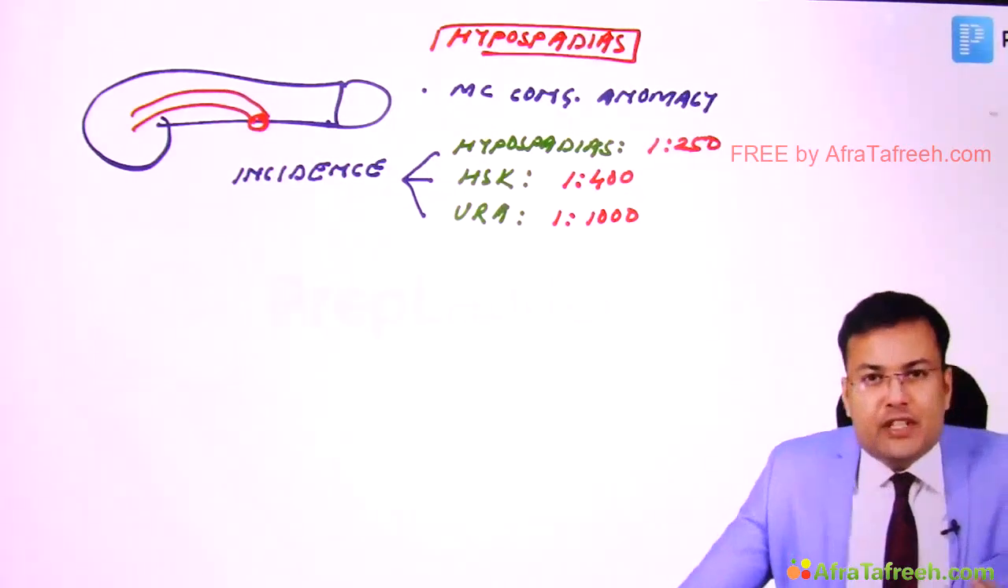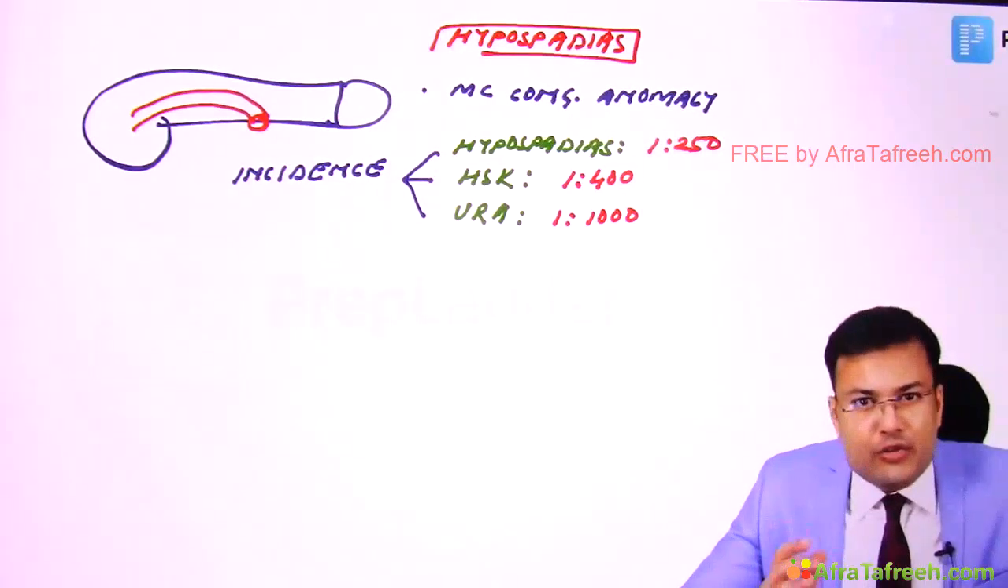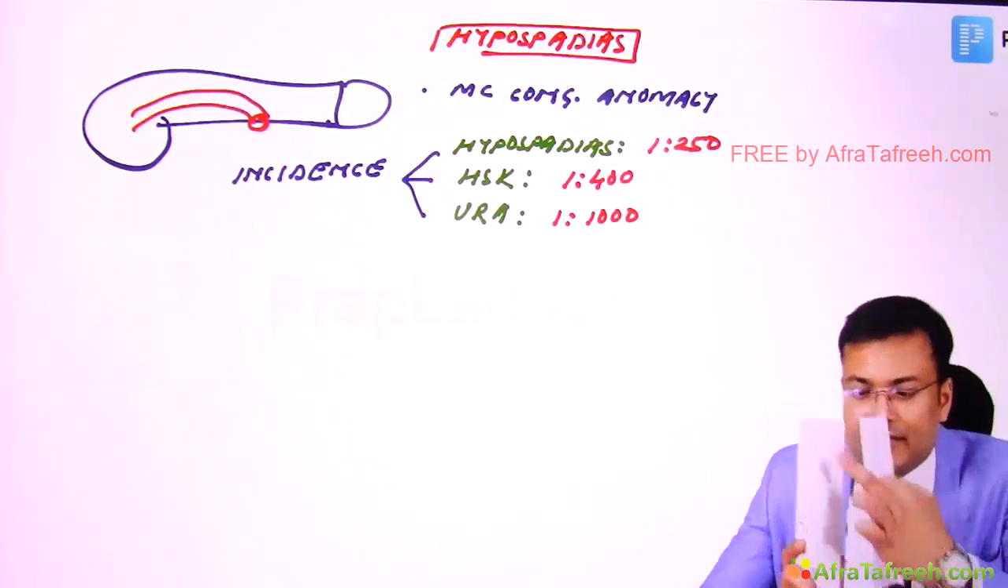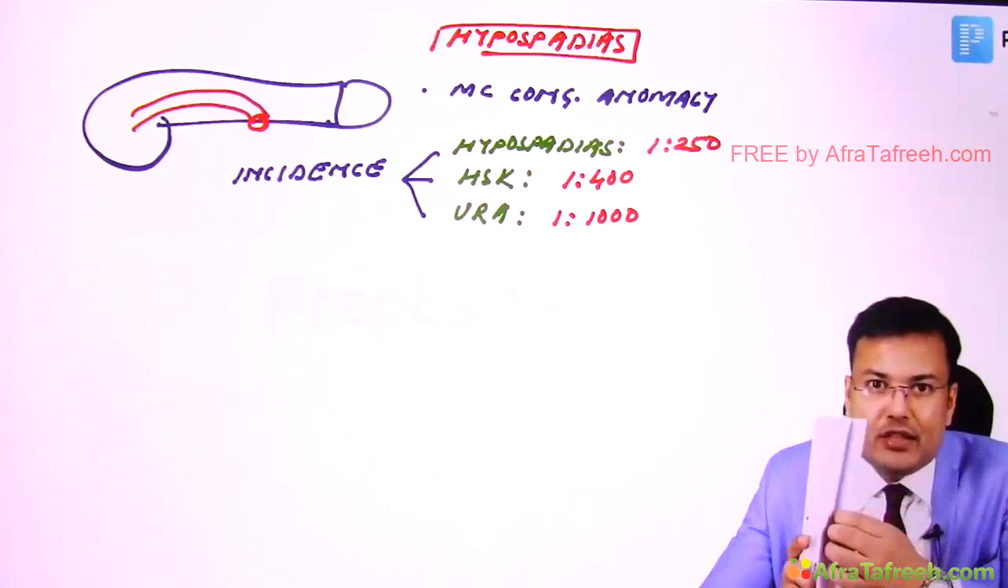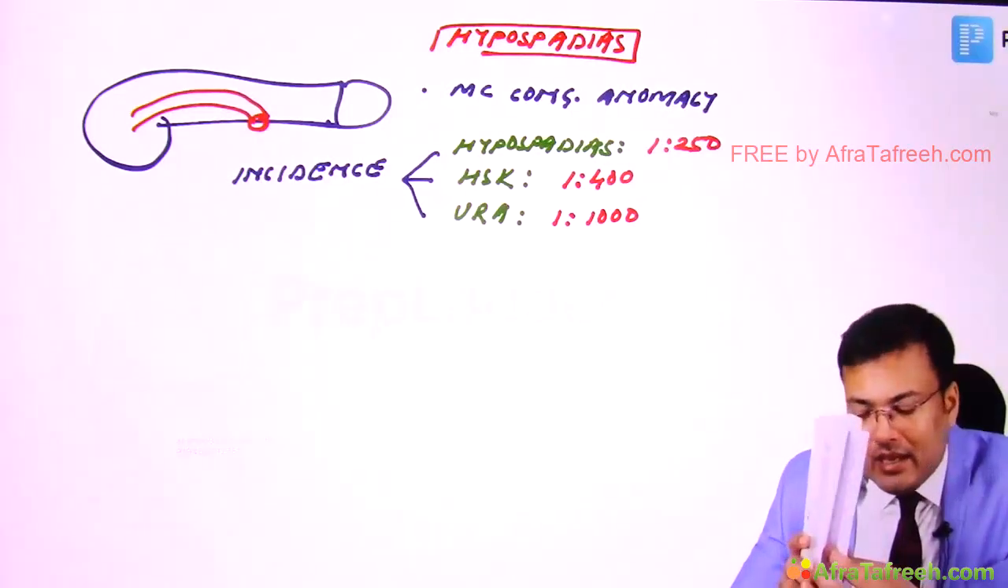Before discussing hypospadias you should know the development of urethra. So how is urethra going to develop? Now imagine this is penis. This is the ventral aspect of penis and this is the urethral fold. So urethral fold is present over the ventral aspect. Now what happens?